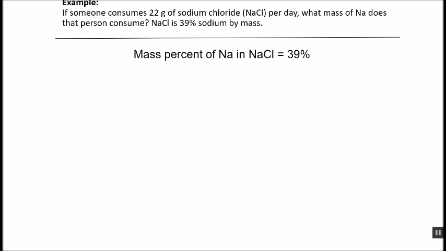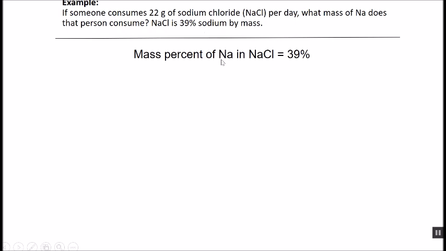Now, one thing that's useful once you get mass percents is that you can use them as conversion factors. So let me show you an example. This is a real example from a textbook that uses percent mass. The question is, if someone consumes 22 grams of sodium chloride, NaCl, per day, what mass of sodium does that person consume? And they say sodium chloride is 39% sodium by mass.